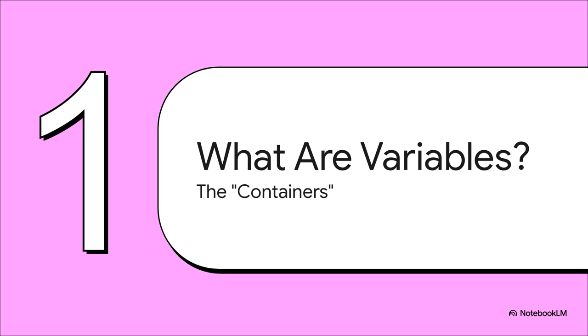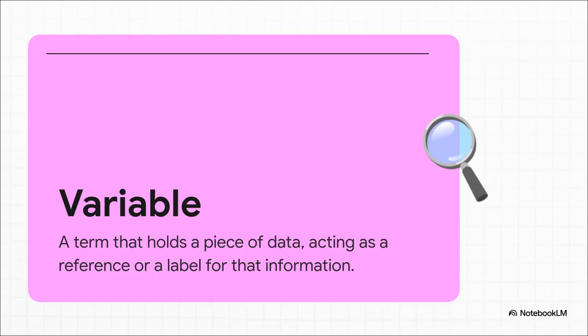The easiest way to think about a variable is just like a container, or maybe a labeled box. You put some information inside the box, and you slap a name on the outside so you can easily find it later. Simple as that. Okay, so if you want the more official definition, a variable is basically a term that holds a piece of data. It acts as a reference or a label for that information. And here's the real key to understanding this. The variable isn't the data itself. It's just a friendly name that points to where that data is being stored in the computer's memory.